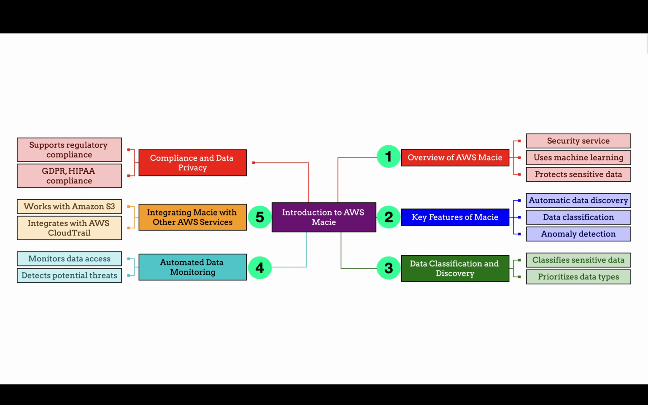5. Integrating Macie with other AWS services. It works with services like Amazon S3 and AWS CloudTrail for enhanced data security and monitoring. 6. Compliance and data privacy. It helps in meeting regulatory compliance requirements related to data privacy, such as GDPR and HIPAA.